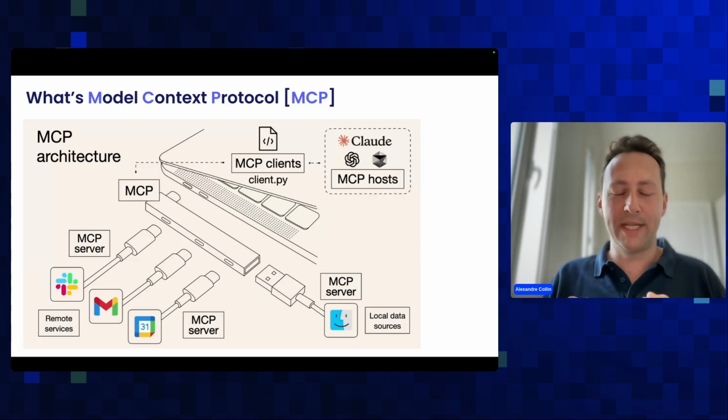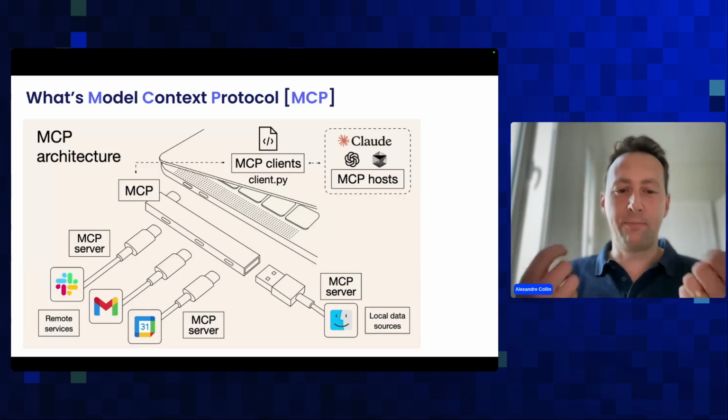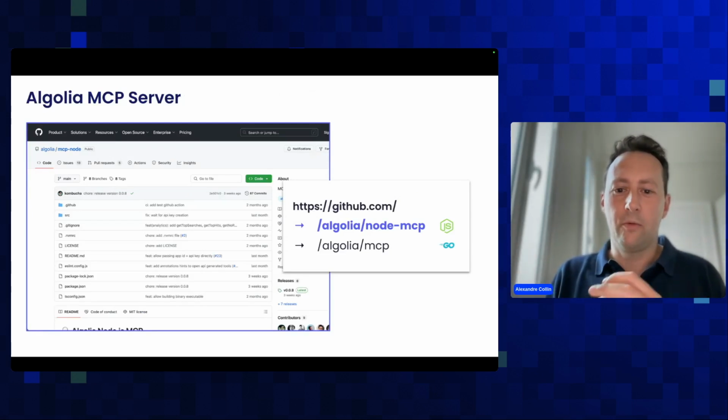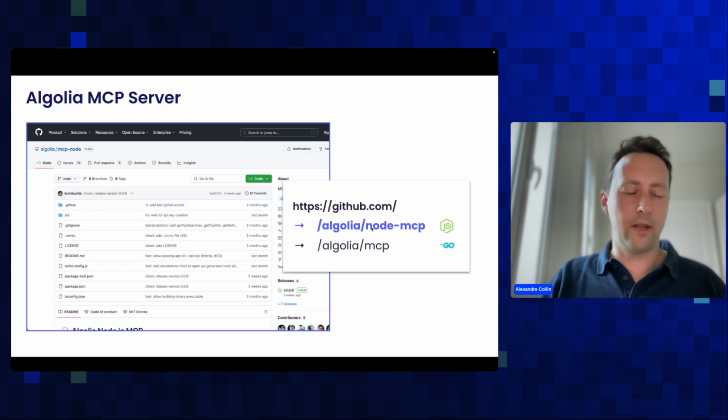In the same way USB standardizes all the devices you connect to your laptop, MCP standardizes how APIs expose themselves so the LLM can talk to them without needing a custom integration for each of those. And as with many other companies, here at Algolia, with our focus on developer-first experience and API-first design, we also released two MCP servers available on GitHub. One is in JavaScript, and this is the one I used, and another one is in Go. So I'll let you go have a look.